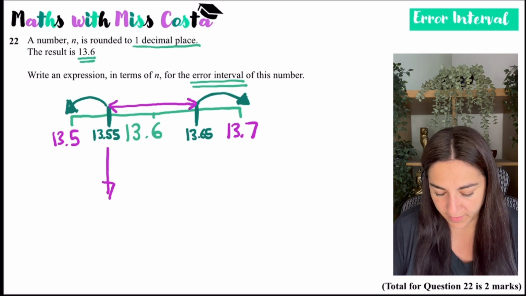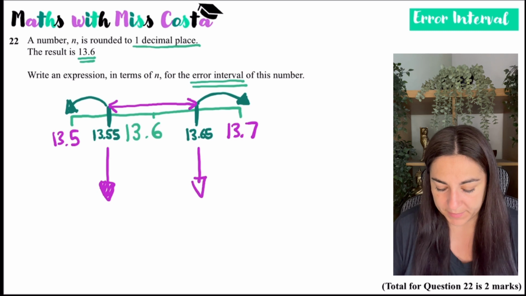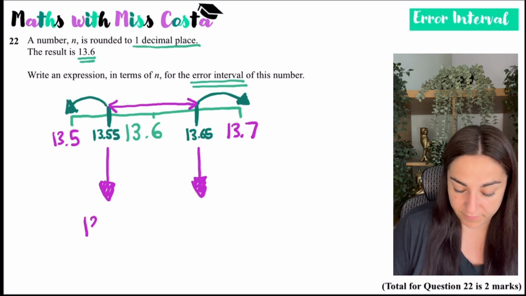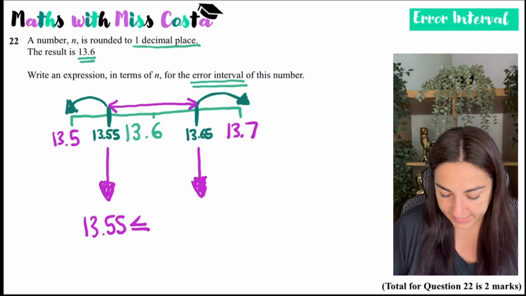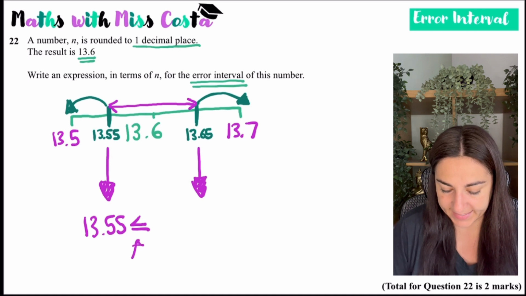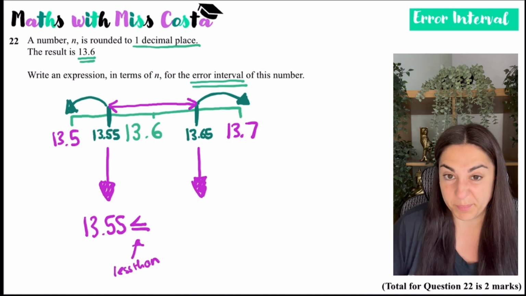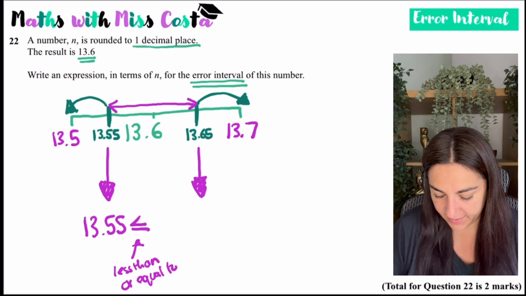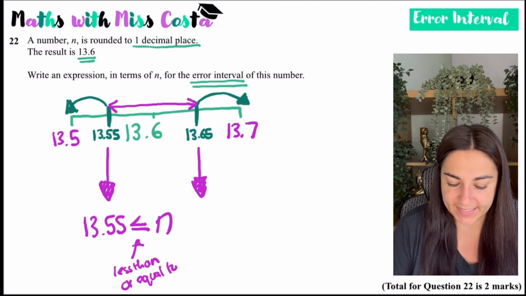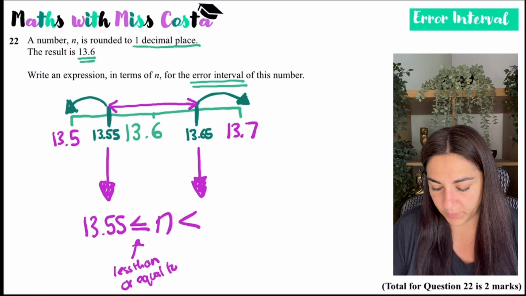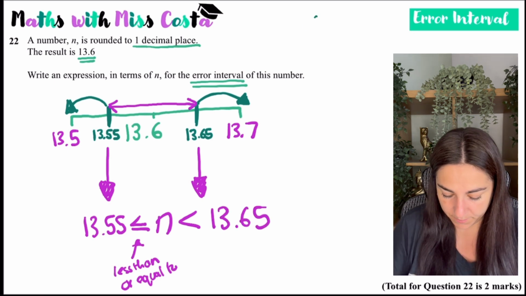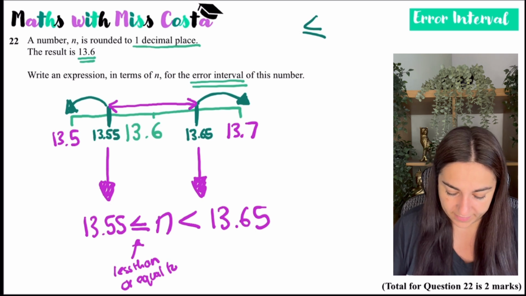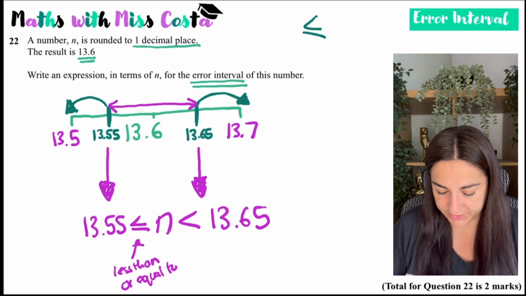So 13.55 is the lowest it could possibly be. And if it was 13.55, it would still round up to 13.6. So I say 13.55 is less than or equal to, and in this case it's n, sometimes it might be x, it's just the number, which has to be less than 13.65. And this is the key thing. We don't write less than or equal to, because if it was 13.65, it would round up.